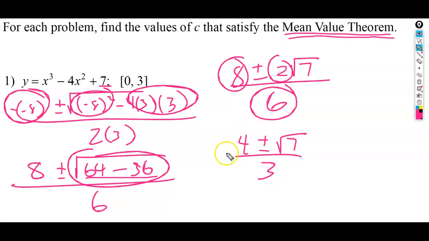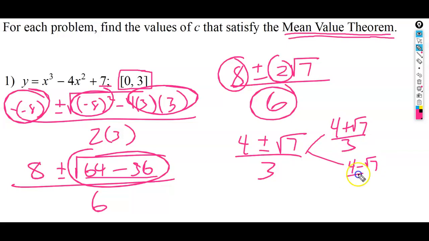However, one of them is one we're not going to use because, remember, we're looking for a value of c that's on this interval. And the one where you would subtract, well, let's see what those things are really quick. We have 4 plus the square root of 7 over 3, and then we have 4 minus the square root of 7 over 3. Now, the square root of 7 is going to be a little bit more than 2.